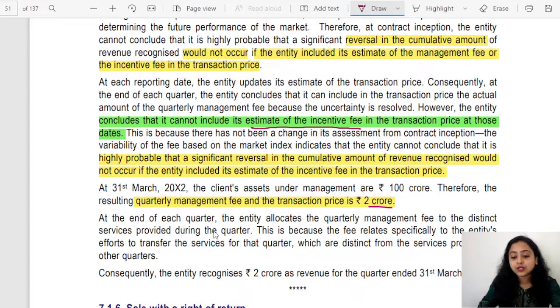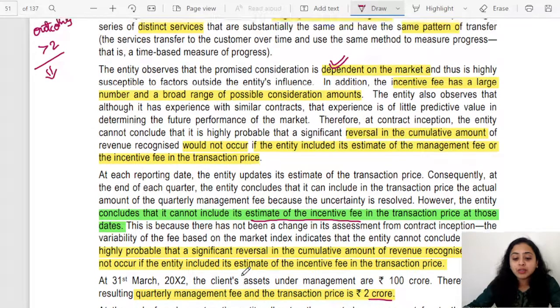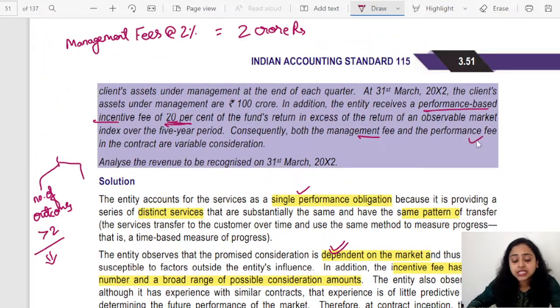At the end of each quarter, the entity allocates the quarterly management fees to the distinct services during the quarter. This is because the fees relate specifically to the entity's efforts to transfer the services for the quarter, which are distinct from the services provided in the other quarters. And what about the performance fees of 20%? You still do not know the figure. Since you do not know the figure, you will not record it in advance. Whereas if you know the management fees, you will record it in advance, that is rupees 2 crore. 2 crore will be recorded in the books of accounts.